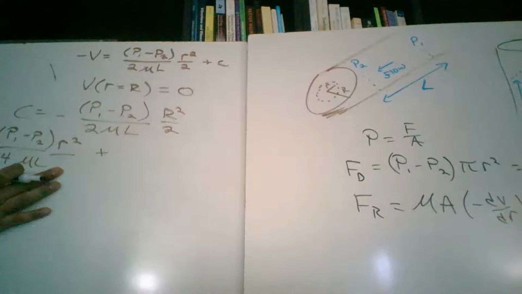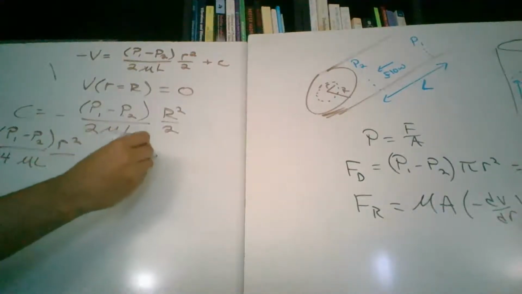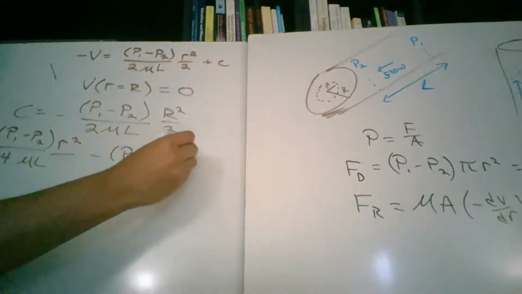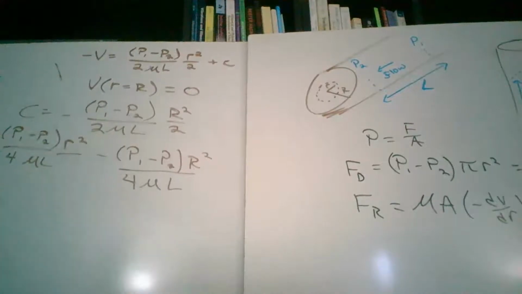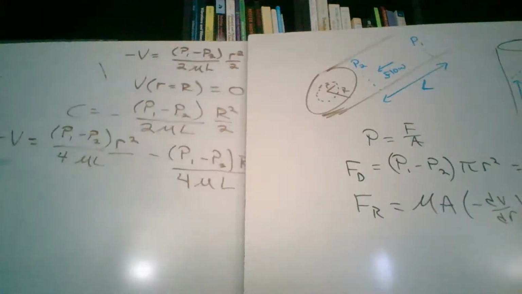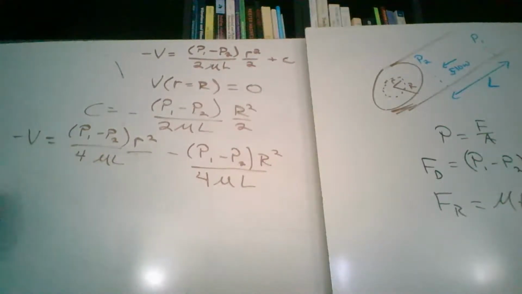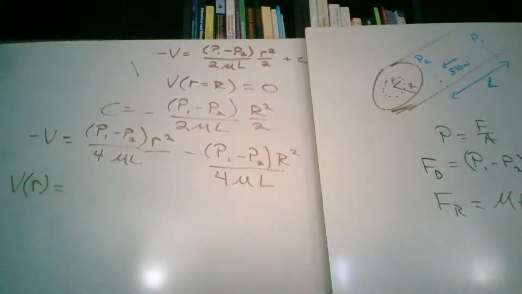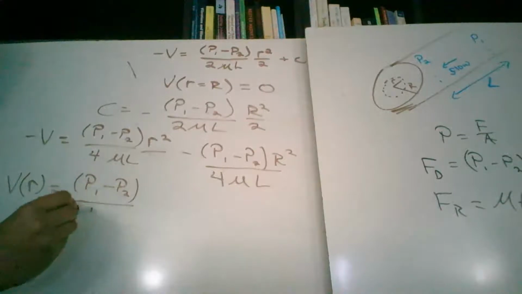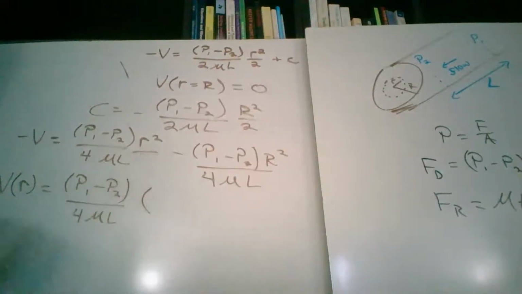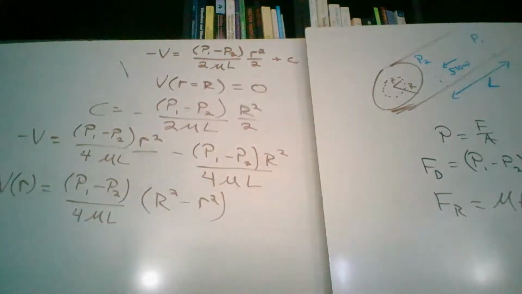So this I'm putting right here, and then I have to add the C to it, so plus this number right here, which is a negative P1 minus P2 R squared divided by 4 mu L, because it's 2 times that. So that's what our velocity is, and we just need to get rid of that negative sign over here. So I'll bring this to the other side, and I'll factor some stuff out, and we will get velocity as a function of r is going to equal P1 minus P2 over 4 mu L, parentheses, and then we just flip the signs because it's negative, R squared minus little r squared. And I think that's correct.